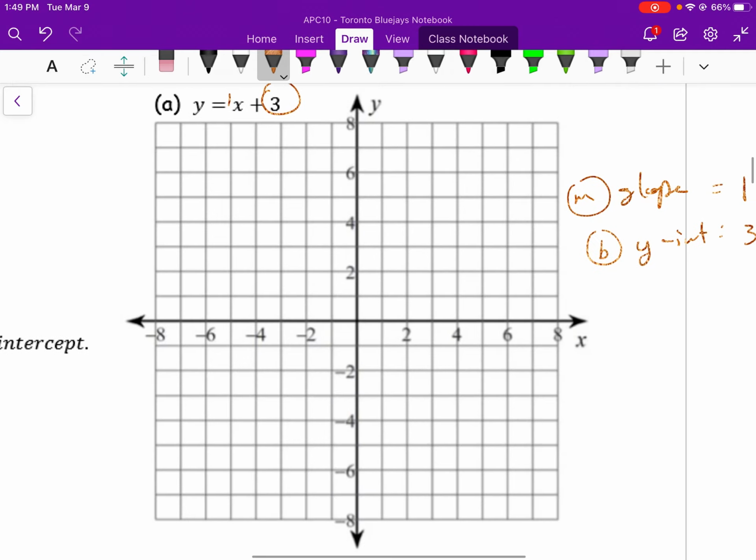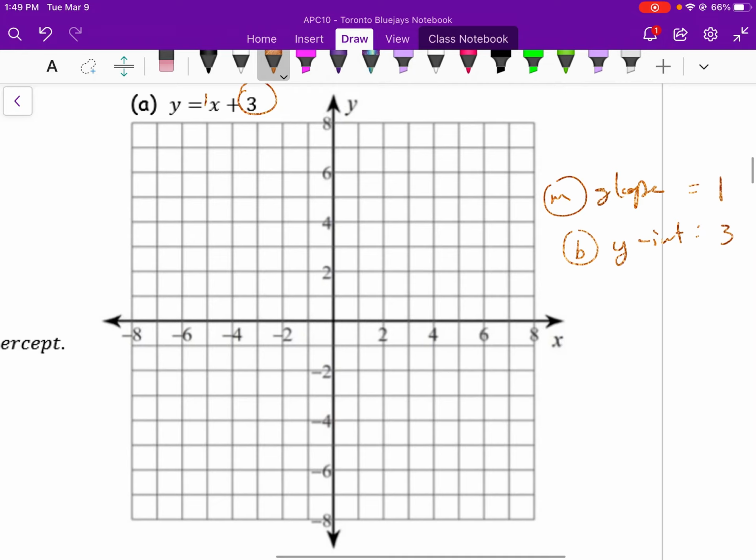So my y-intercept, I ask myself, where does this function cross the y-axis? Or where does it intercept the y-axis? And somebody told me 1. So I put a little mark there at 1. Oh, pardon me, incorrect. Where does it intersect the y-axis? And that is actually 3. And now my slope is 1.